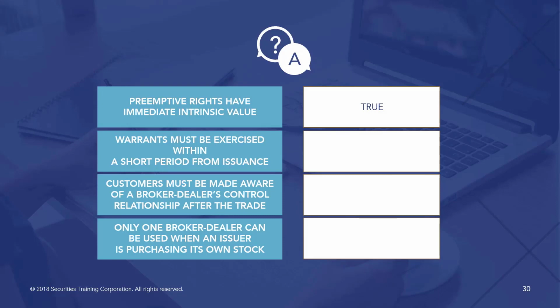Number 2, warrants may be exercised within a short period of time from issuance. That is false. Warrants are long-term. Number 3, customers must be made aware afterwards of the control relationship. That is false, because you have to do it at or prior to, not afterwards. And lastly, only one brokerage firm or broker-dealer can be used when an issuer is purchasing its own stock, and that is true. That concludes Chapter 3.